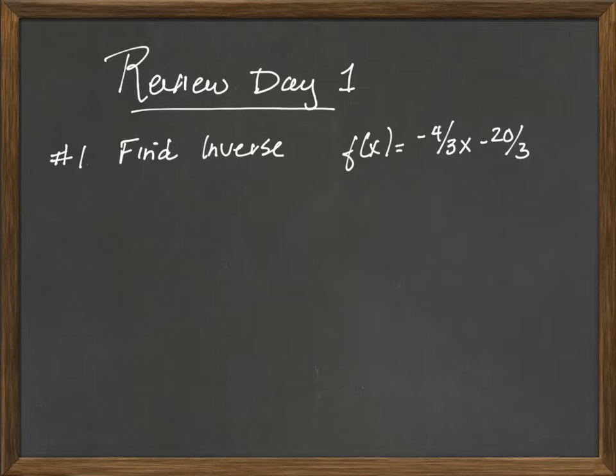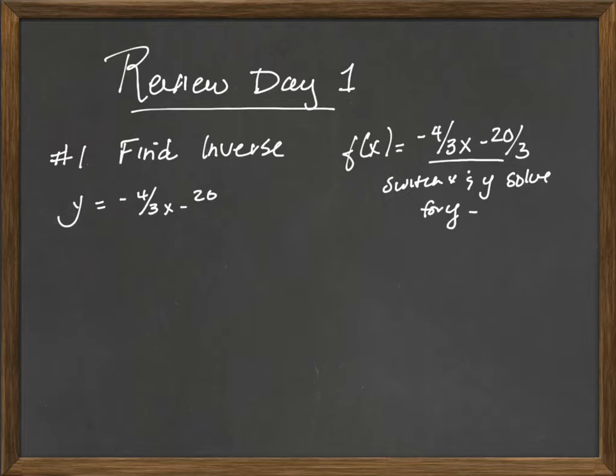Okay, review day 1. The first question asks you to find the inverse. If you remember, that's when you switch x and y and solve for y, and then you rewrite it in a nice format. So the question is f of x is negative 4/3 x minus 20/3. We start out by taking the f of x away and write y equals negative 4/3 x minus 20/3.